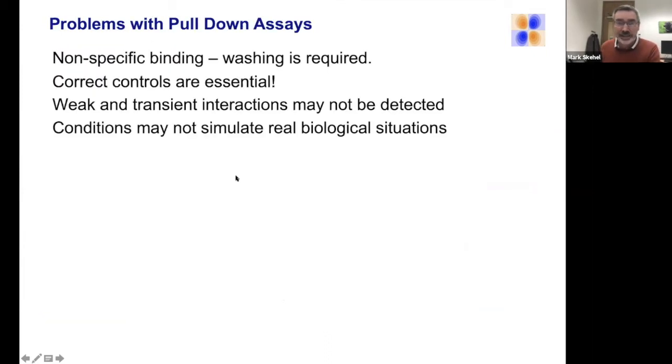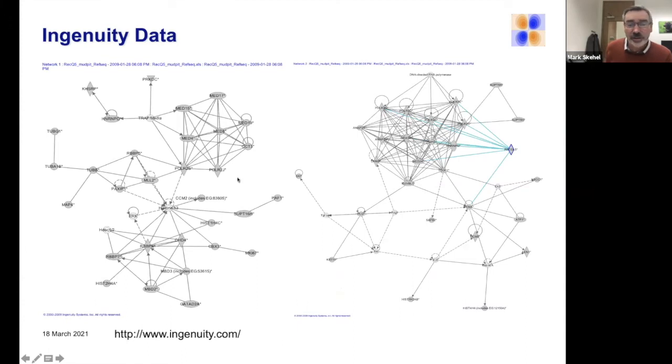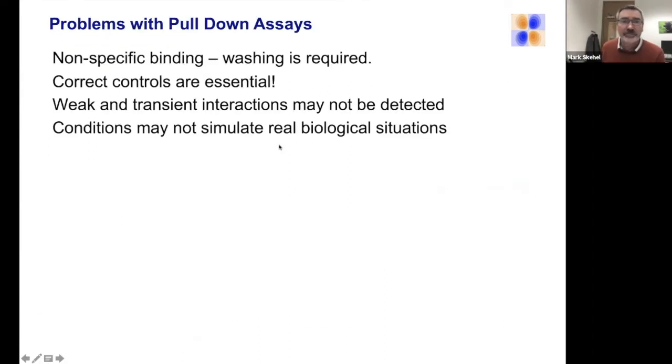And to visualize that, we can use tools to look at these interaction pathways. You can look at Ingenuity, which is a little bit expensive, but also there are other tools out there, DAVID, Cytoscape, this kind of thing.